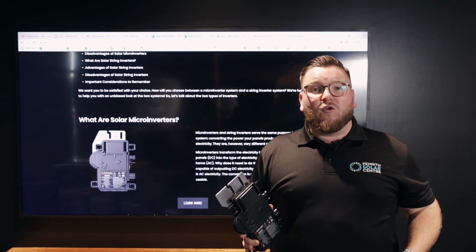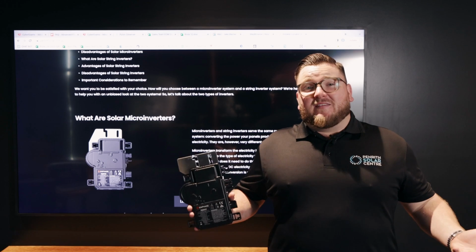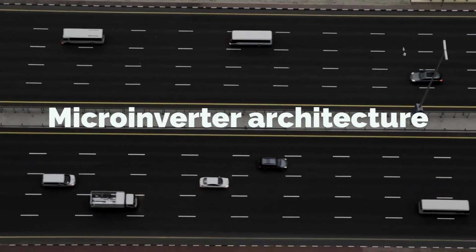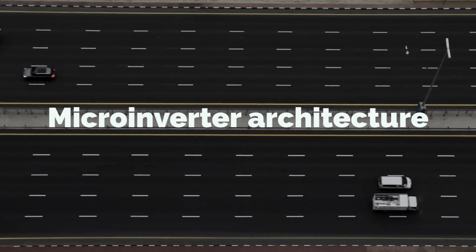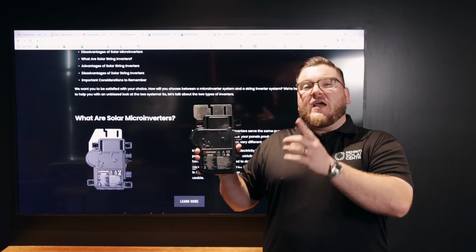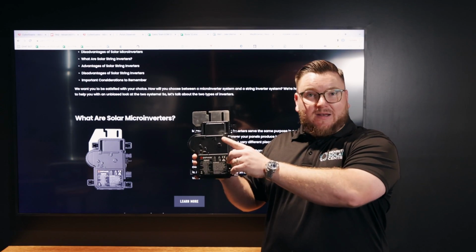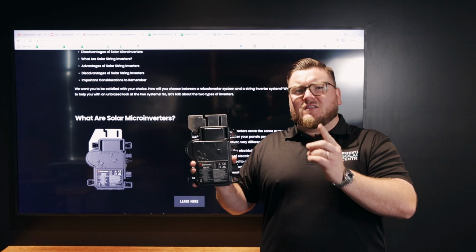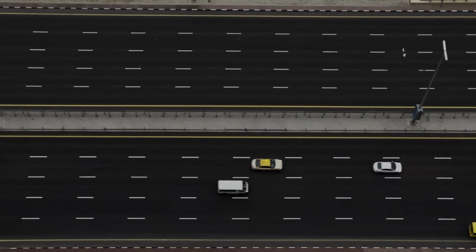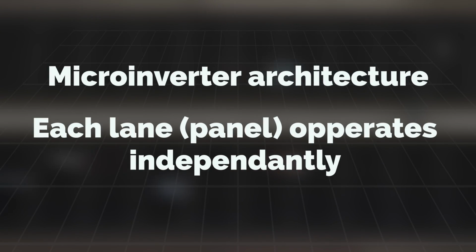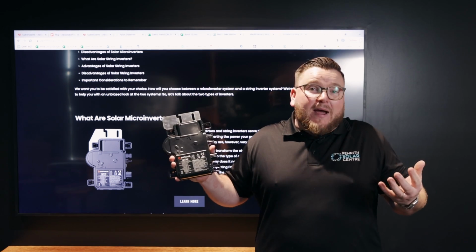So let's start with performance. Think of it like this. Having microinverters is like having 4 cars on a 4-lane highway. You have 1 car per lane. And if one car decides to brake or slow down for any reason, the other 3 cars aren't actually affected and they can continue on at full speed. The same is true for the generation of your microinverters and of your panels.